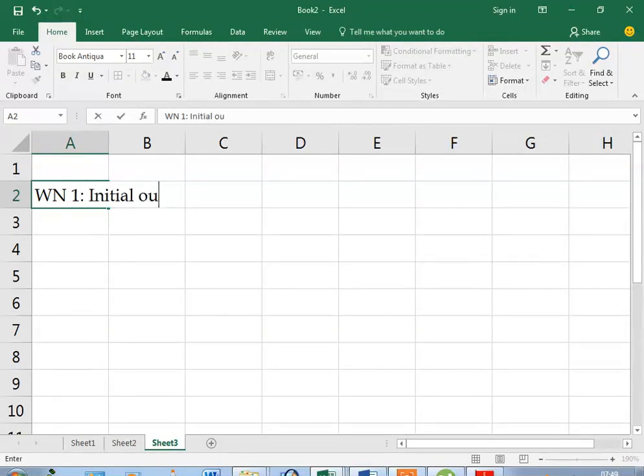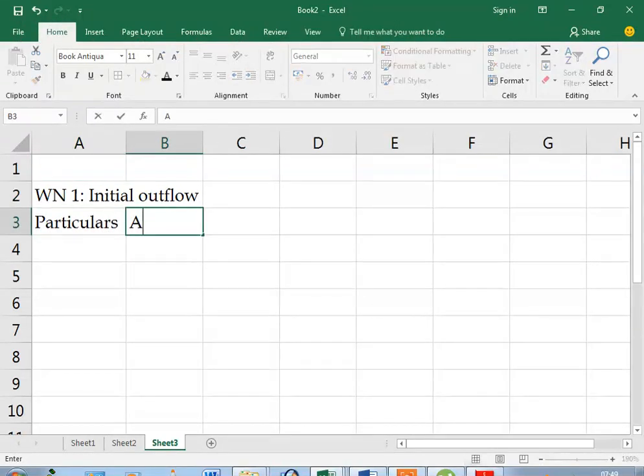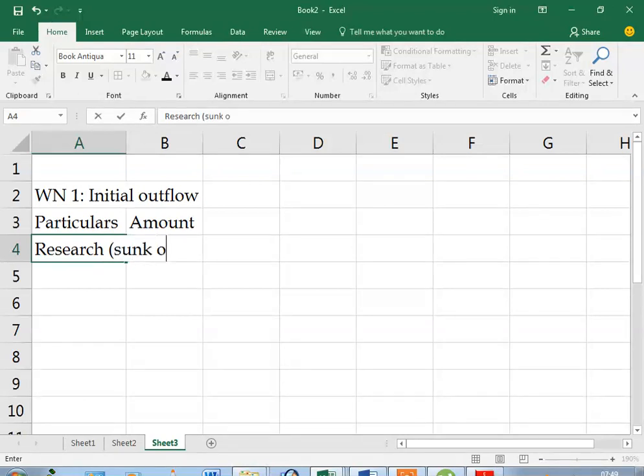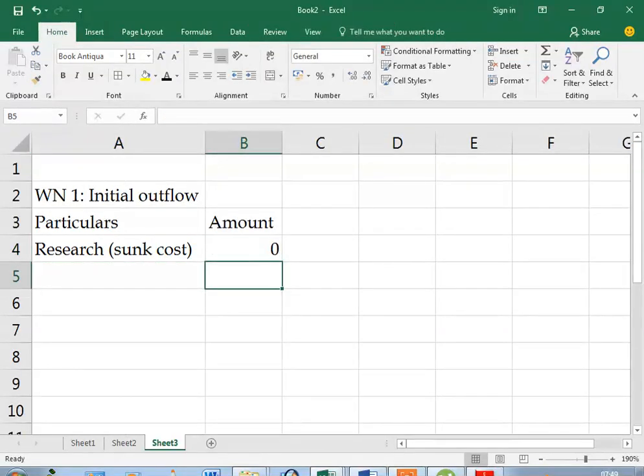Initial outflow, particulars and amount. I'll come to this uniform part in some time. What is to be done with that? First is research and development, 75,000. Research and development, relevant or irrelevant? Sunk cost, zero.